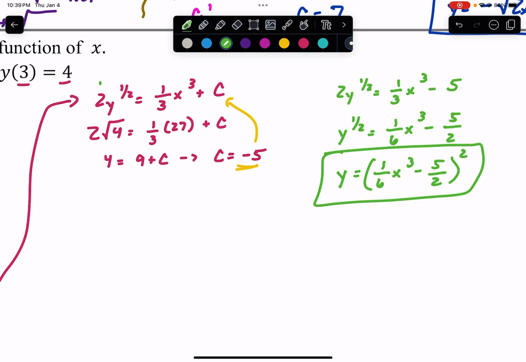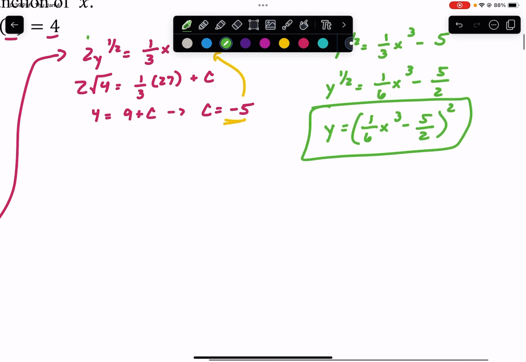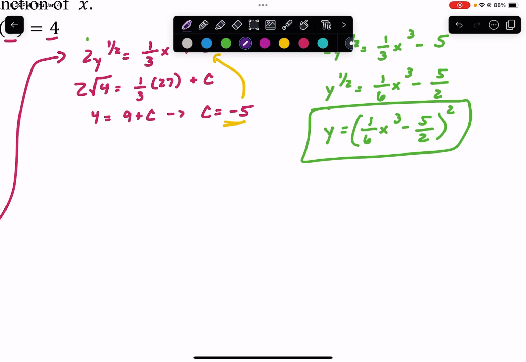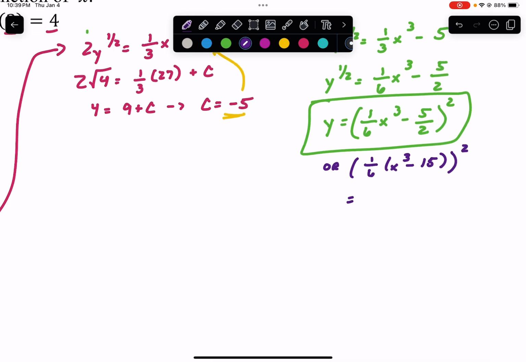Now, technically, there's a couple of different ways you could manipulate that. You could technically factor out a 1/6, but the 1/6 is squared. So if you want to think about it as 1/6 x cubed, what would that be? Minus 15, I believe. If all of that is squared, you could think about it as 1/36 x cubed minus 15 squared. That's another way to write it, but this is perfectly acceptable.